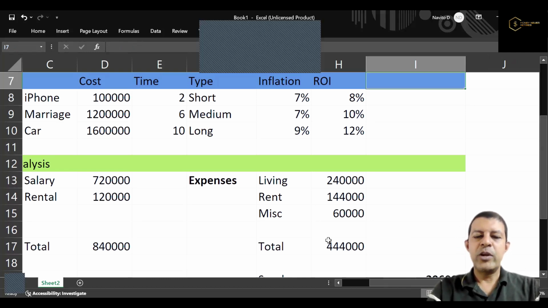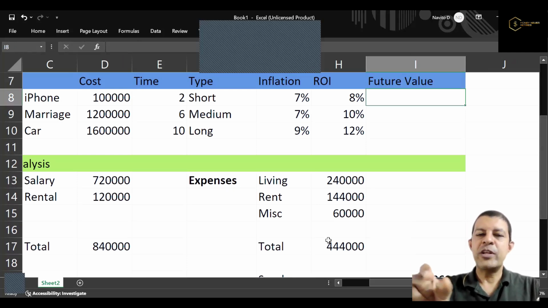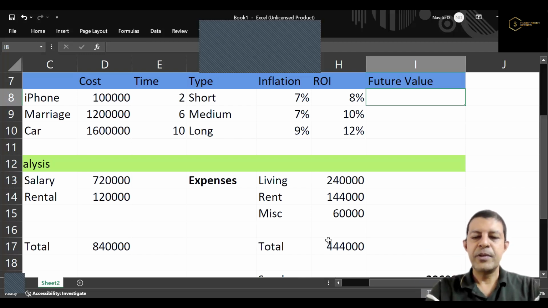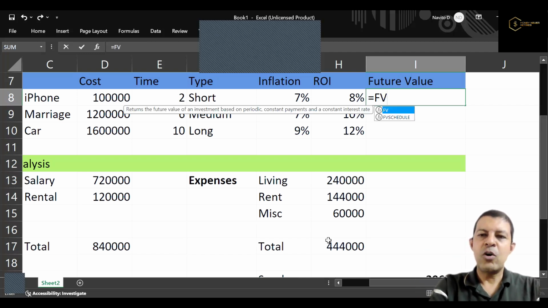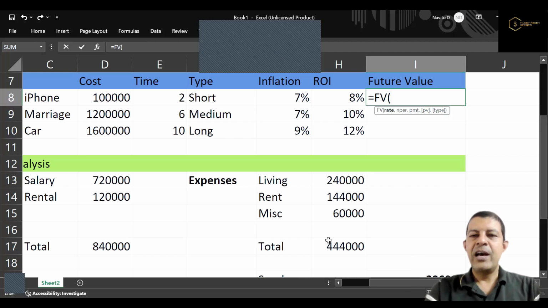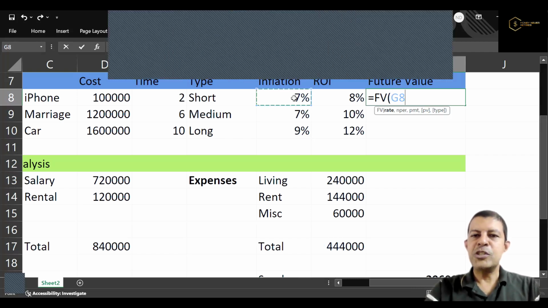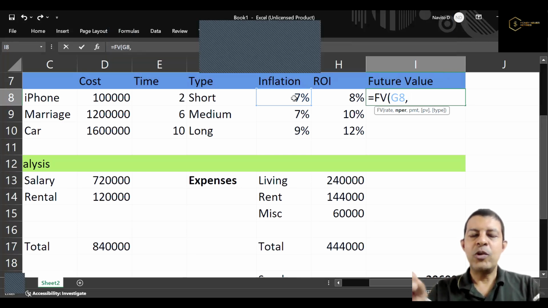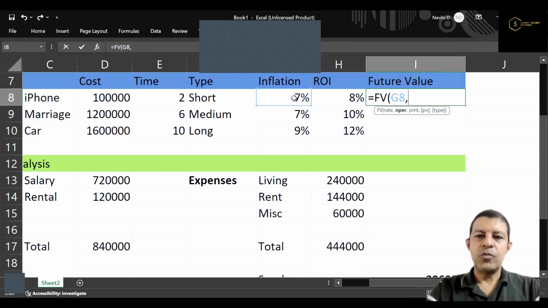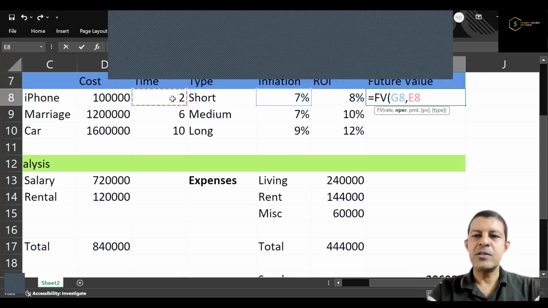So now we need to calculate the future value of the goal. Based on the future value, we need to see what investments are required today. We have a formula called FV, which is future value. Then we punch in the inflation rate, which will tell us how the future value of that particular goal will look in the future. That means for the iPhone, the 1 lakh, how it will look 2 years hence.